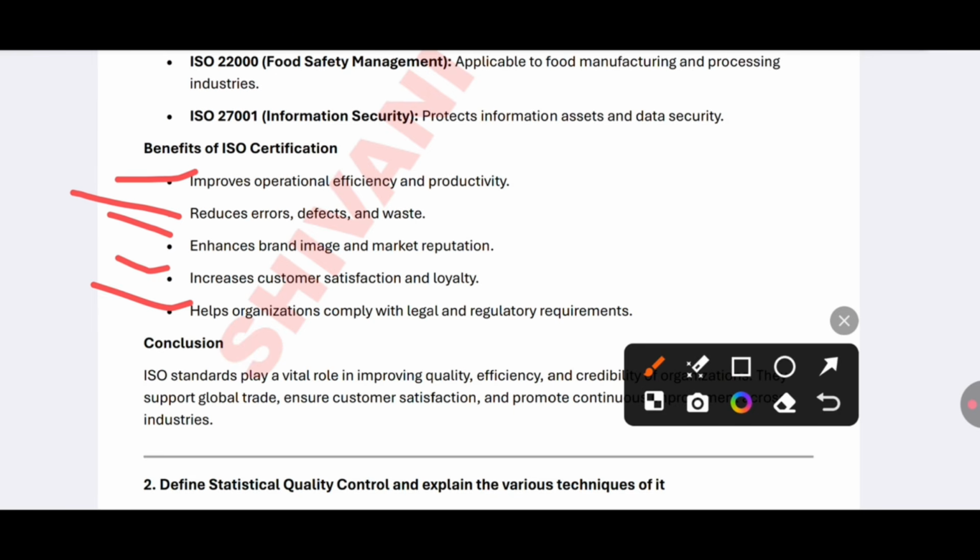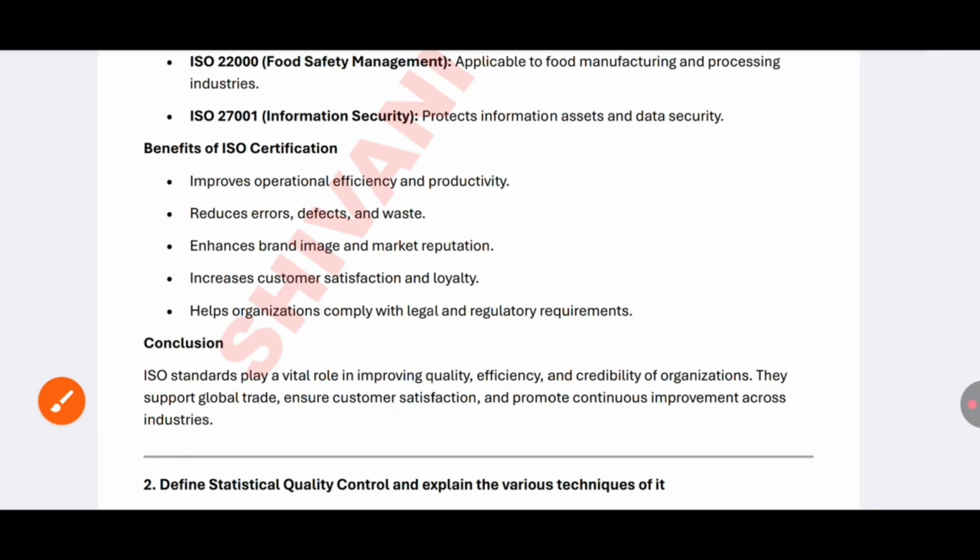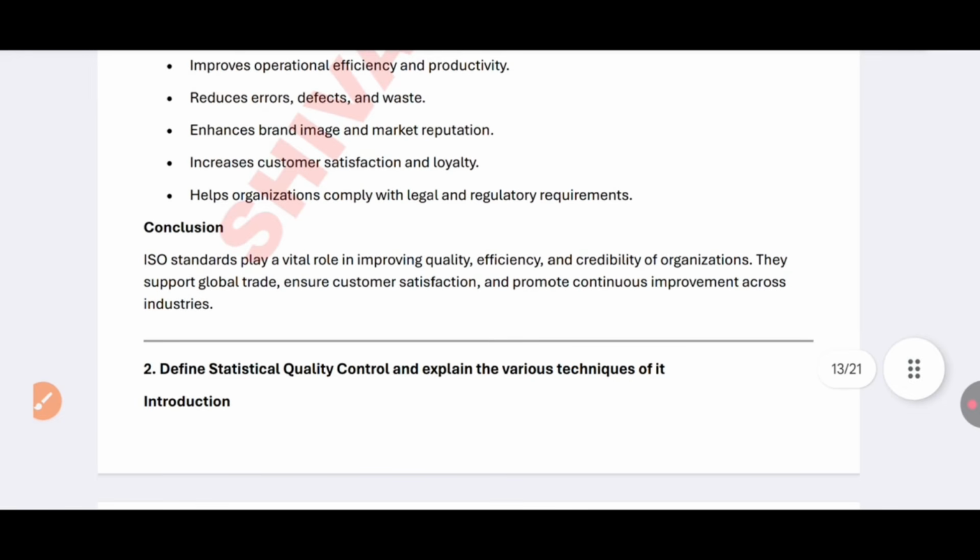Okay, so ISO is completely based on your own understanding also; you are able to write an easy answer, a simple concept. It plays a vital role in improving the quality, services, efficiency, credibility, everything in the organization. Okay, so this is the first most important one.